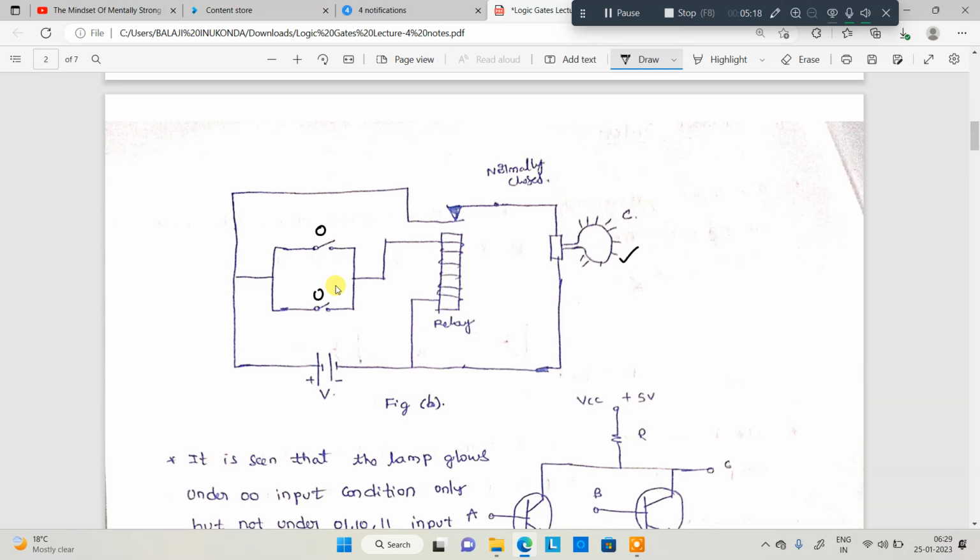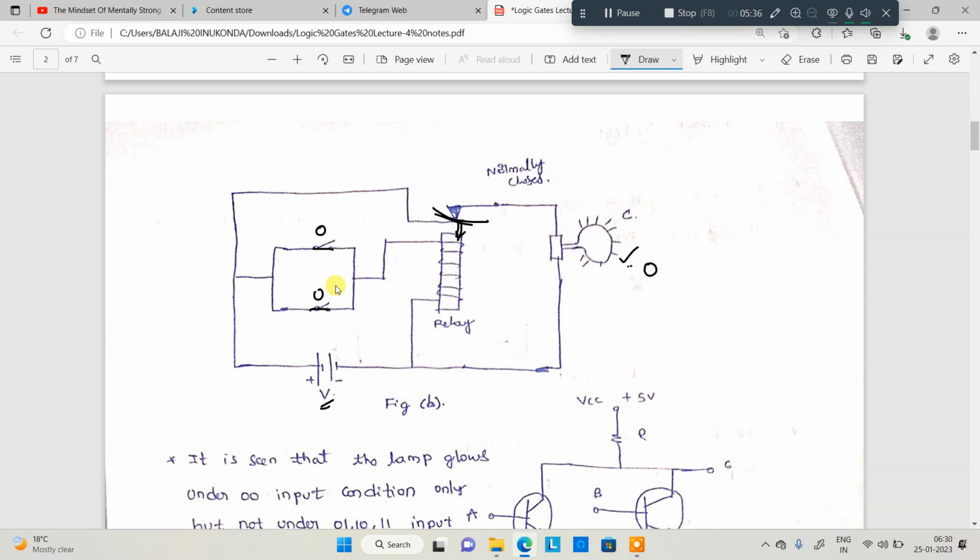Whenever both the switches are closed, for example, this relay is attracted, and this particular normally closed acts as a normally open. Whenever it is normally open, the circuit is open circuited here. Whenever the circuit is open circuited, this battery is disconnected from the lamp, so the lamp will not glow.